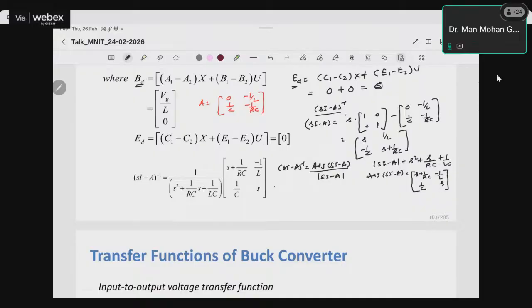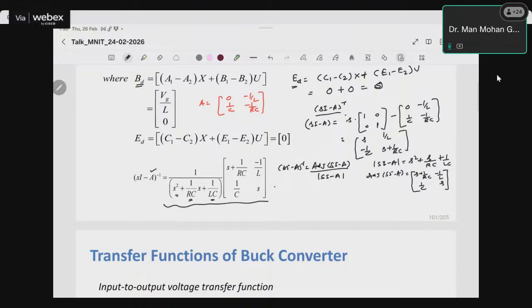So you can see here SI minus A inverse is equal to 1 upon the SI minus A determinant, which is S square plus 1 upon RC S plus 1 upon LC, right? And the adjoint is this matrix. So this is our SI minus A inverse using the normal conventional approach, right?